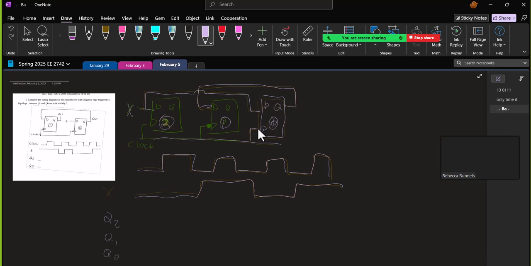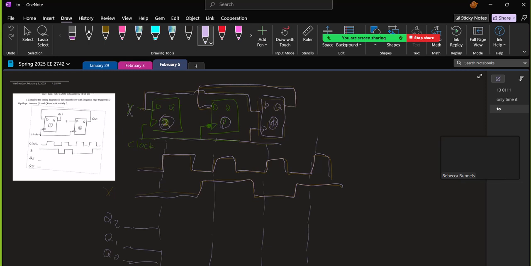All right, so at the first, this is positive edge triggered. So I'm only going to have a change at the positive edge of the clock. When I get to the first positive edge of the clock, I'm going to say they all originally start at 0. So they're all 0.